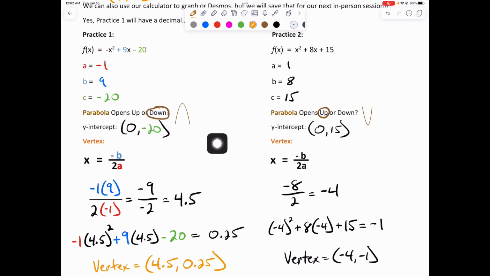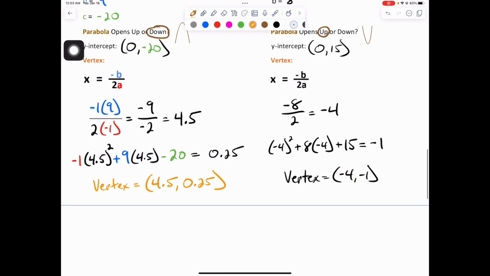To go over your 2 practice problems: f of x equals -x squared plus 9x minus 20. We have a negative in front of the x squared, so -1 is our a value. The b is the coefficient of x, which is 9, and c is the constant, -20. Our parabola opens up or down? You said down, like a frown, because of that negative a value. Great job. The y-intercept is (0, -20), because when x equals 0, all we have left is -20. That will always be our y-intercept.